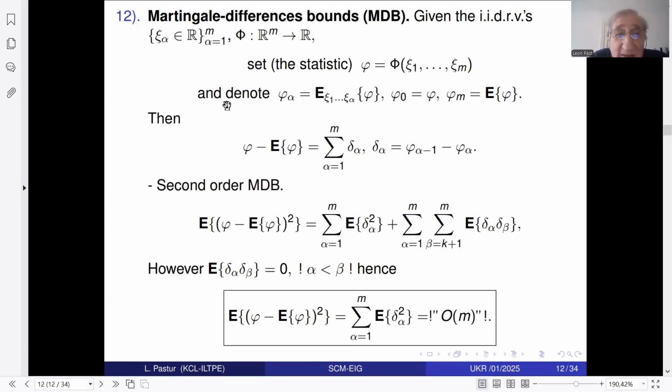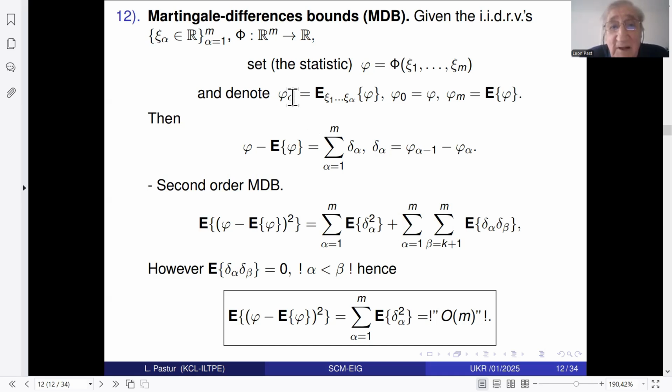Assume that we have random variables again, independent, identically distributed. We have a function of m variables, and we form this random variable, which is called a statistic. Yes, and then you define the following. Now we use crucially the fact that the random variables are independent. We take this function, this random variable little phi, and we take the expectation with respect to only the first alpha random variables here, yes?